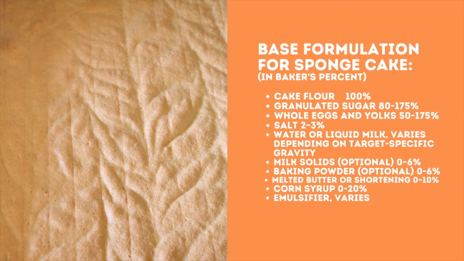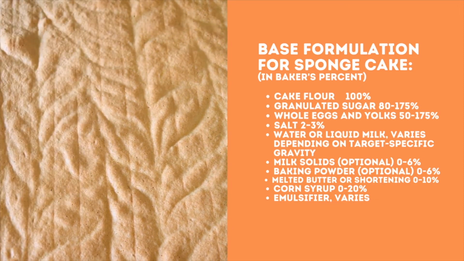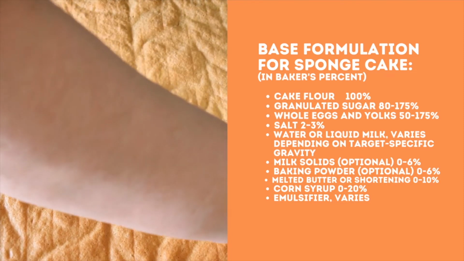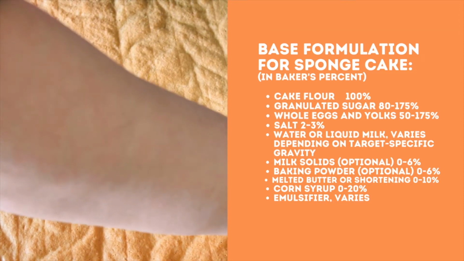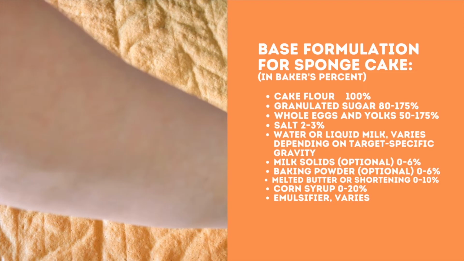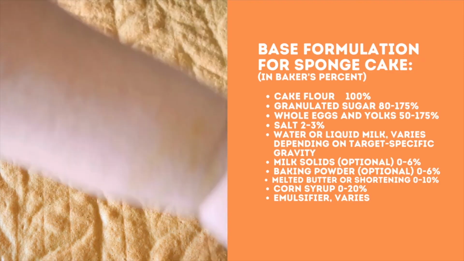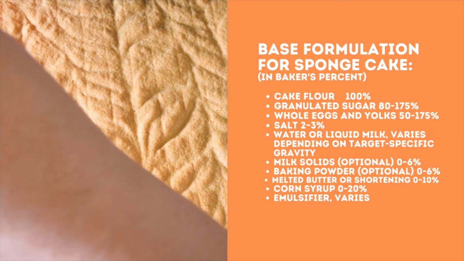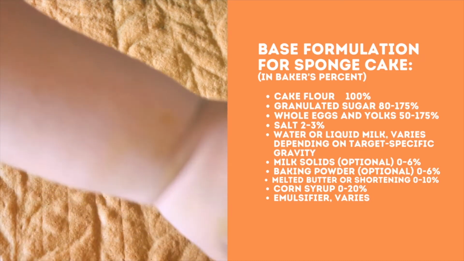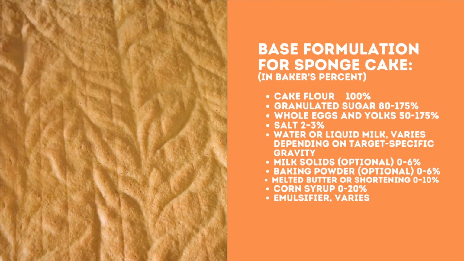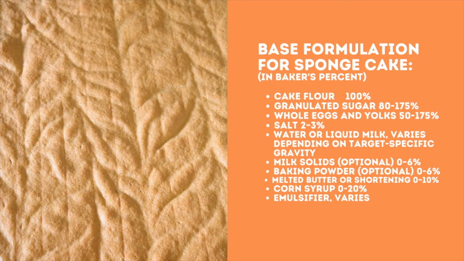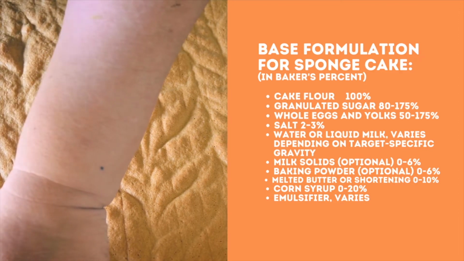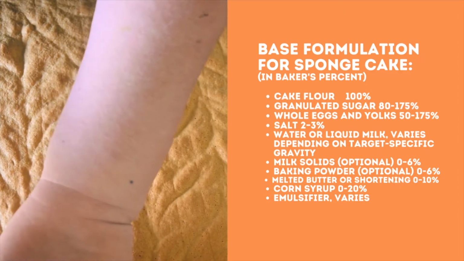Cake flour 100%. Granulated sugar 80 to 175%. Whole eggs and egg yolks 50 to 175%. Salt 2 to 3%. Water or liquid milk, optional, this varies depending on target-specific gravity. Milk solids, optional, 0 to 6%. Baking powder, optional, 0 to 6%. Melted butter or shortening 0 to 10%.